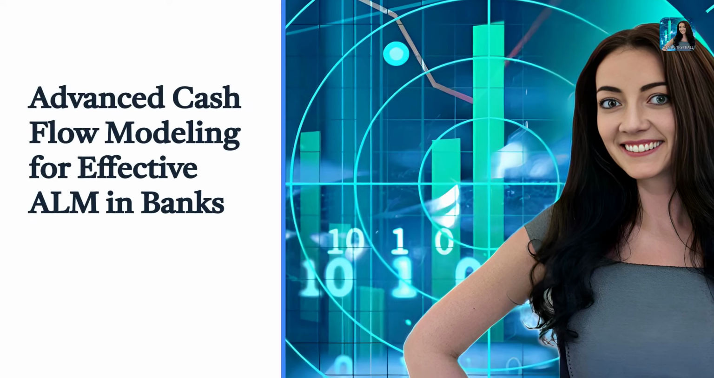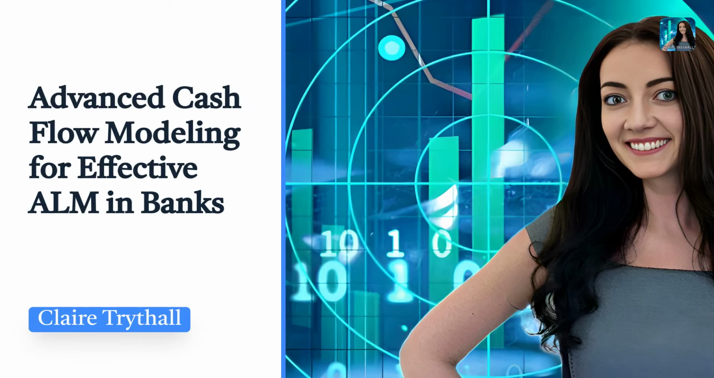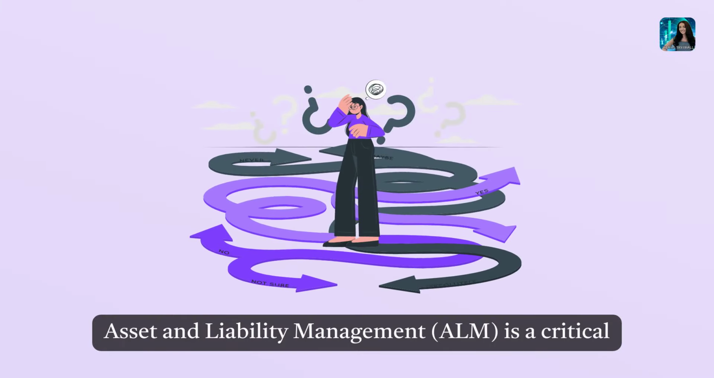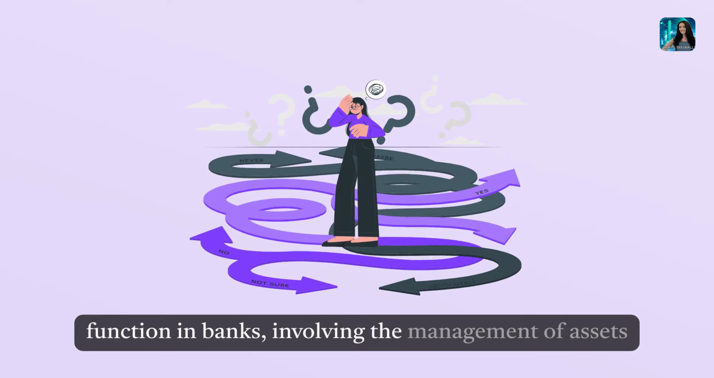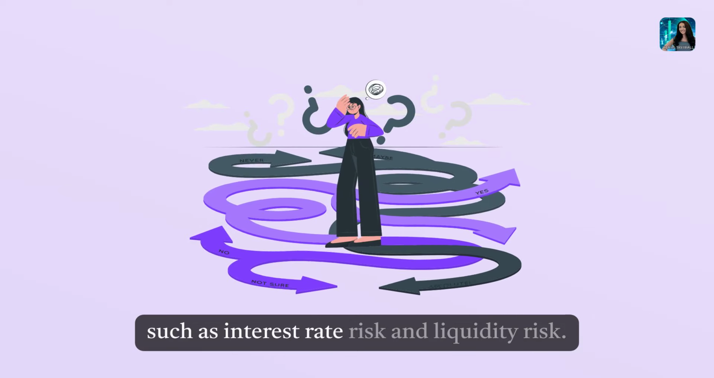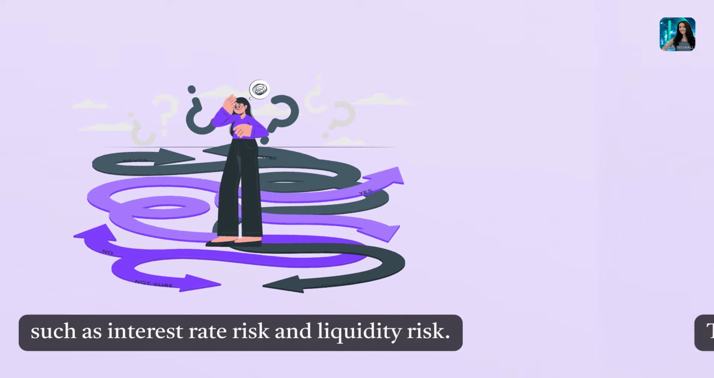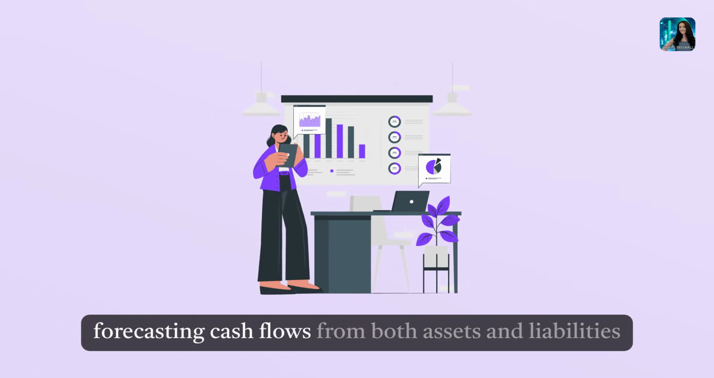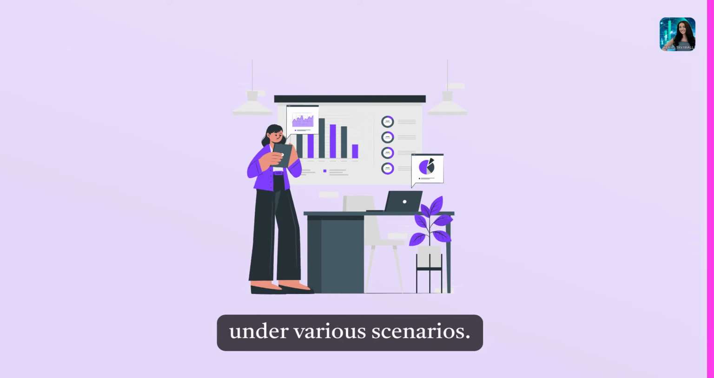Advanced Cash Flow Modeling for Effective ALM in Banks. Asset and Liability Management, ALM, is a critical function in banks, involving the management of assets and liabilities to maximize profits while minimizing risks, such as interest rate risk and liquidity risk. The foundation of effective ALM lies in accurately forecasting cash flows from both assets and liabilities under various scenarios.